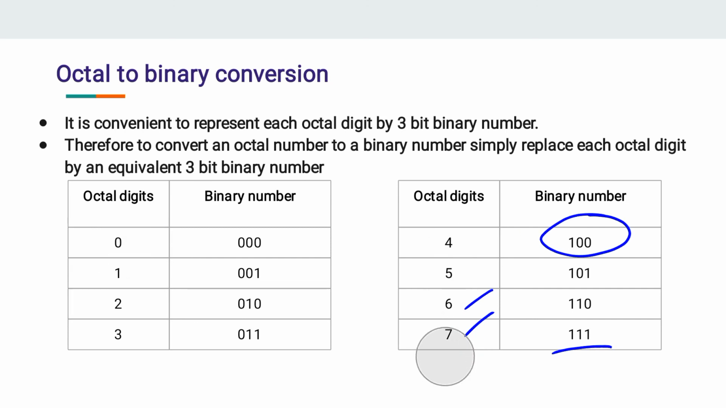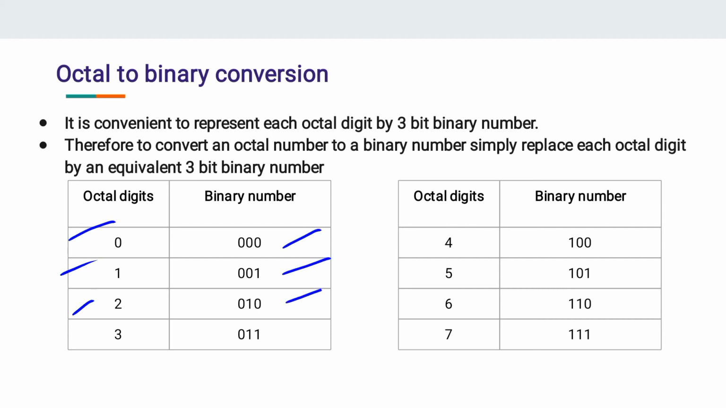So what are the binary values of the octal number? For 0 it is 000, for 1 001, for 2 010, for 3 011, for 4 100, for 5 101, for 6 110, for 7 it is 111.